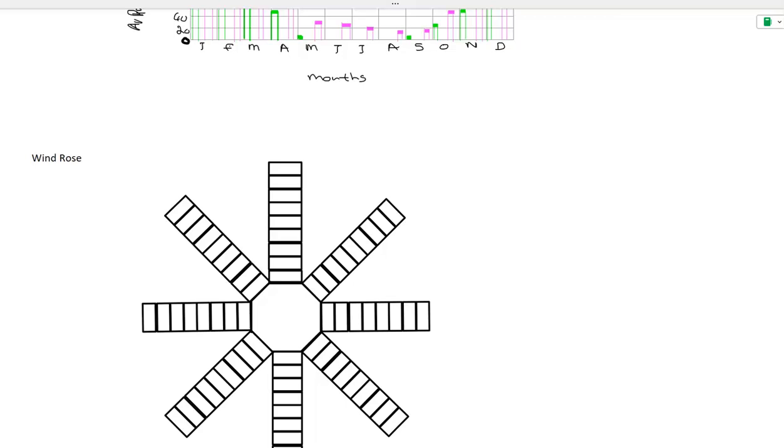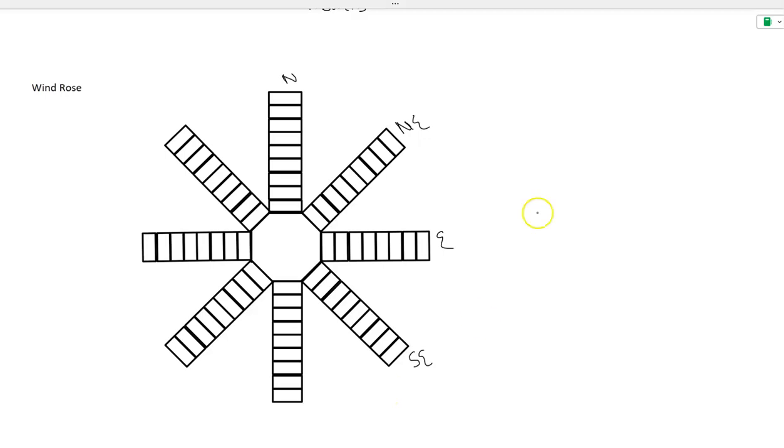Okay, so the first, the top line or the top block over here, that is north. This is northeast. That is east. This is southeast, south, southwest, west, and northwest. So this will show us exactly the direction the wind was blowing.